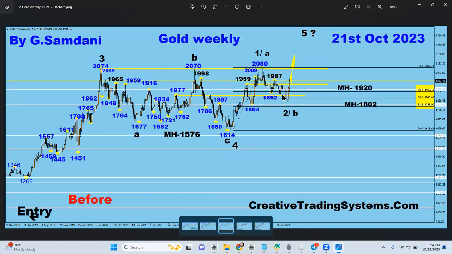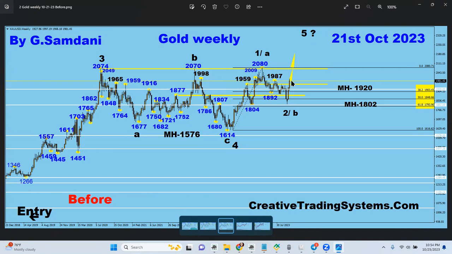It went back and went above 1959, actually. It went all the way touching 1997. That was my target, 1998. So it went as far as 1997. I had some beautiful trades going to the upside.